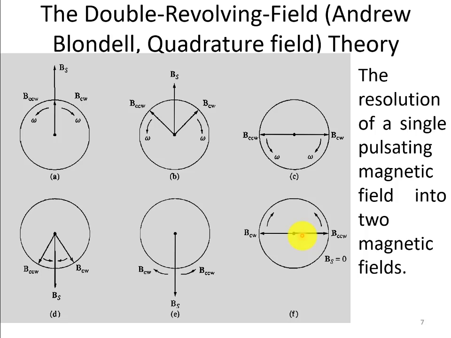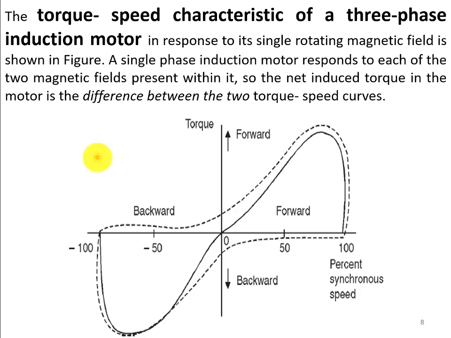Basically, the stator magnetic field is being divided into two magnetic fields. One is rotating counterclockwise, and one is rotating in the clockwise direction. Obviously they are approximately the same size, and they cancel the effect of each other at every point. So there will be no net magnetic field to produce torque in the motor.